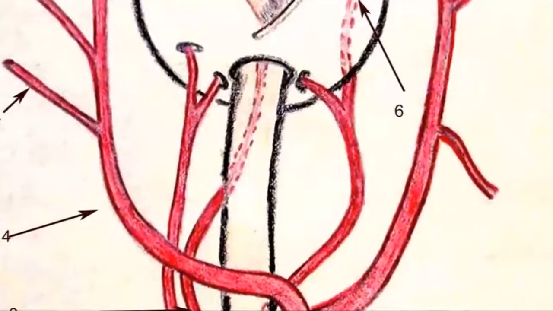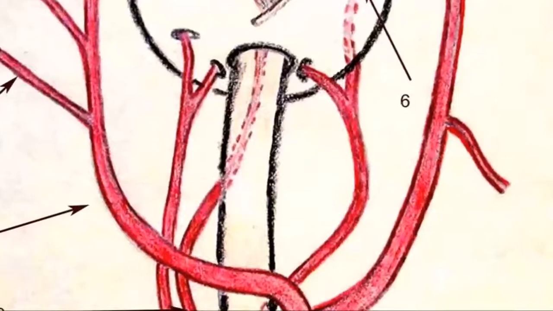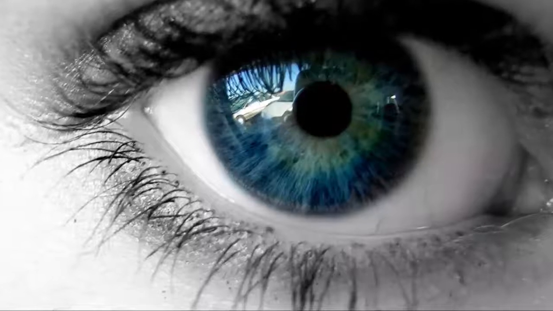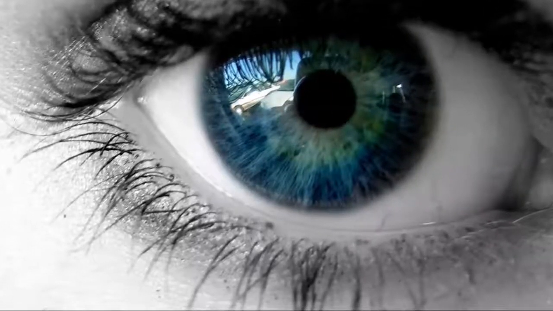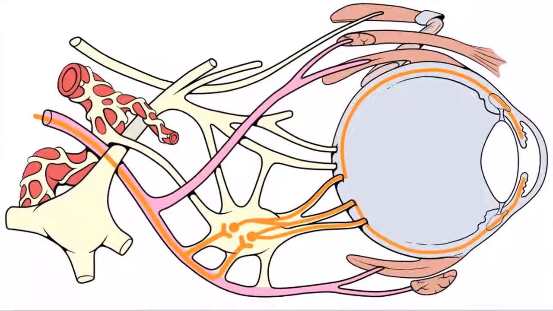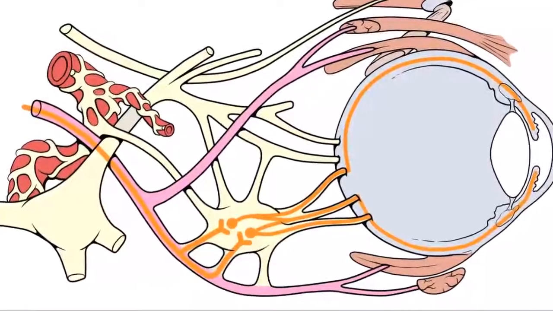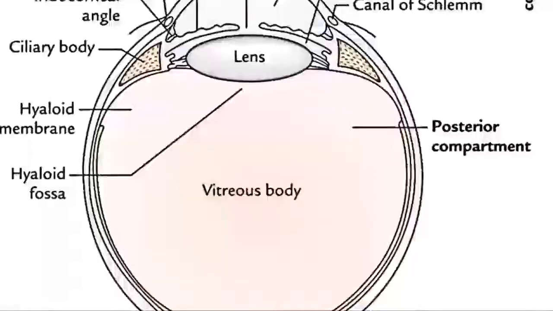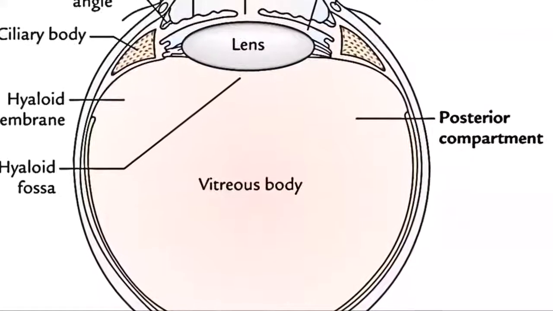Let's take a look at the main branches which supply the eyeball. You can see here the short posterior ciliary arteries highlighted in pink colour that pass around the optic nerve and pierce the sclera posteriorly to enter the choroid layer. I've just made the sclera transparent for a better visualization.